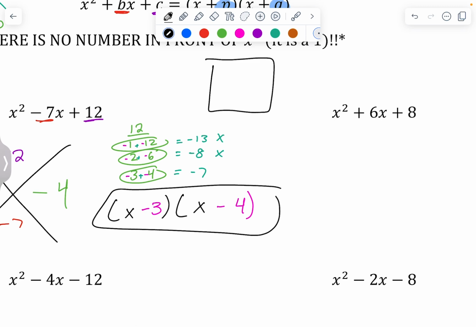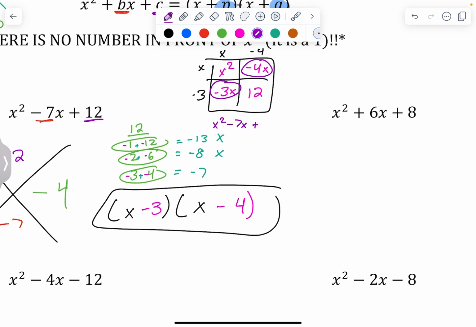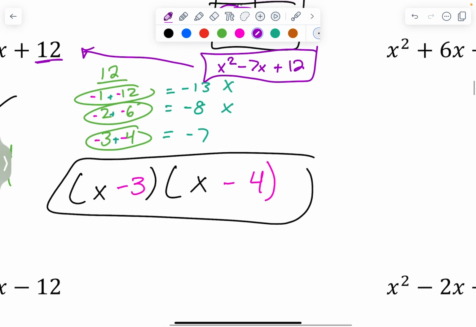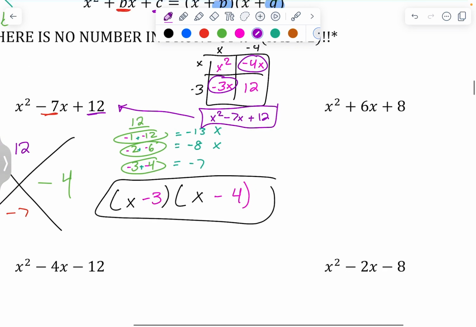If I were to set up my box method, I have x minus 3 and x minus 4. X times x is x squared. X times negative 3 is negative 3x. X times negative 4 is negative 4x. And negative 3 times negative 4 is positive 12. Again, combine my like terms. I get x squared minus 7x plus 12. So that does match. Cool. That tells me that my 2 factors here are x minus 3 and x minus 4.